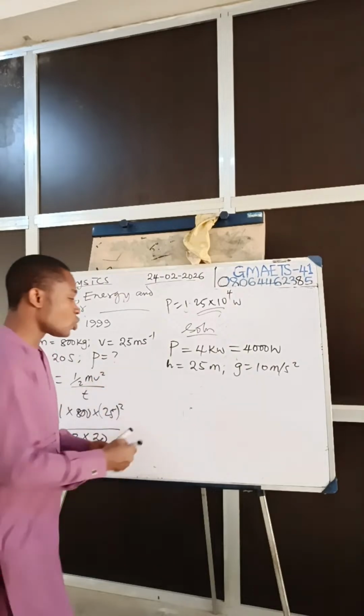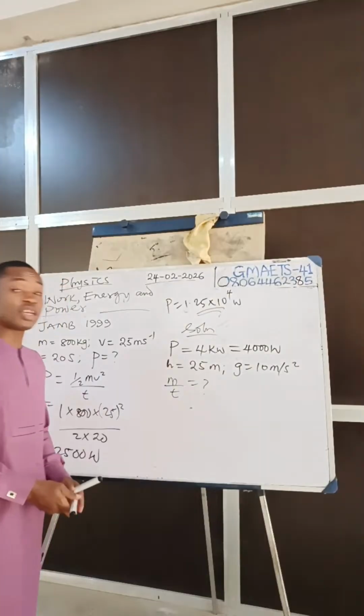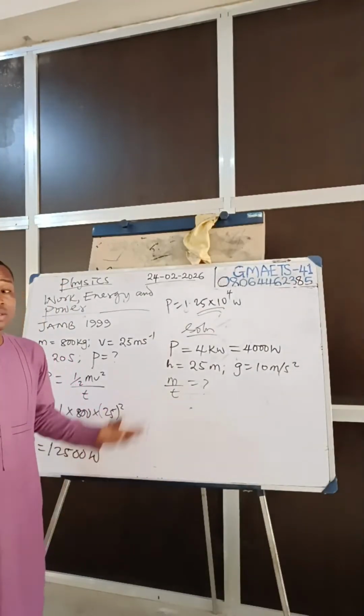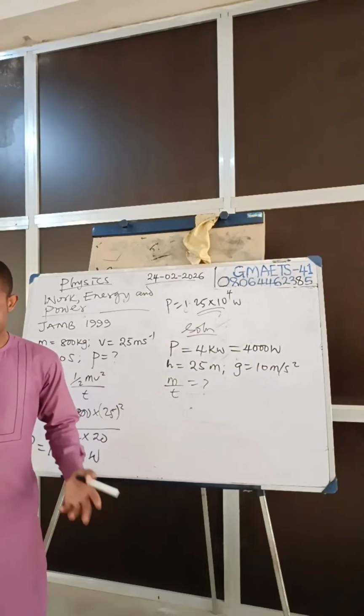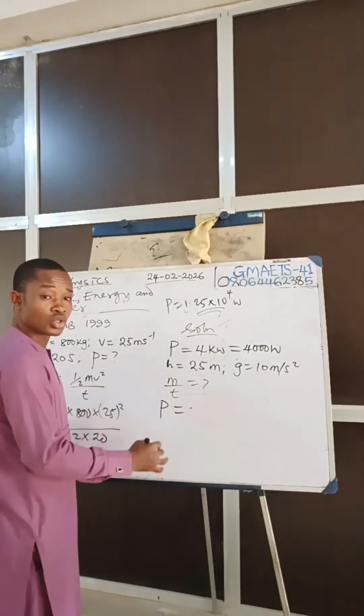So based on this, we are given power, and we are calculating the mass flow rate. Take notice: the examiner may ask you to calculate the quantity pumped per second, but I just told you to calculate the mass flow rate. Do you understand that? Okay, so we go. Record that power is equal to.